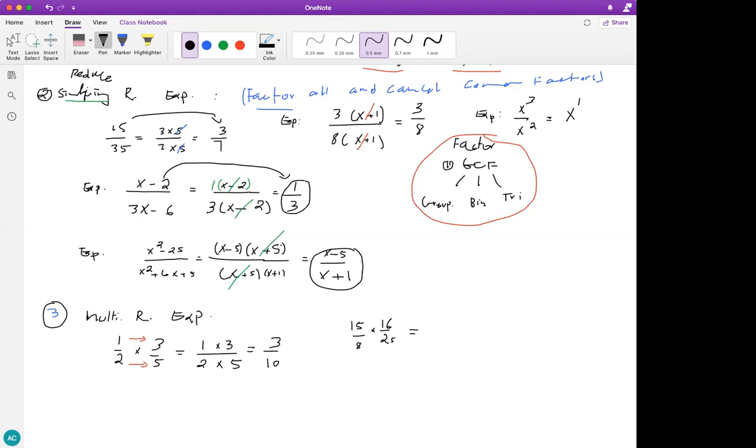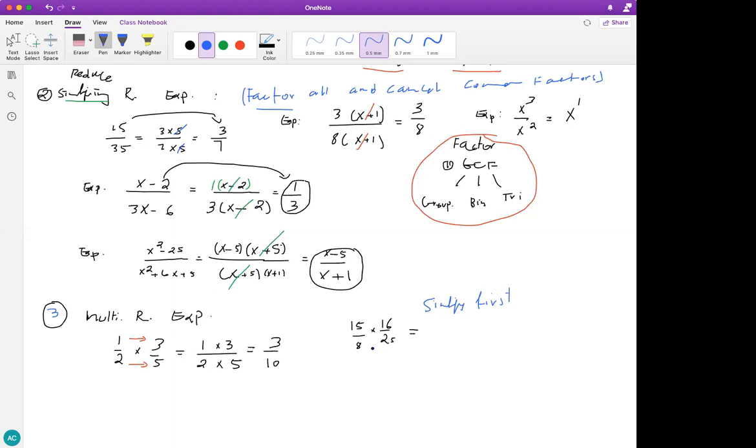We want to multiply these two. What do you think we do now? What's the verb we use? Simplify. Exactly. So you don't want to multiply 15 and 16, 8 and 25. It's going to be a lot of work. You have to do the multiplications, and then you're going to end up with a large fraction that you still have to simplify. So better simplify first. Before doing anything, always simplify your fractions or rational expressions.